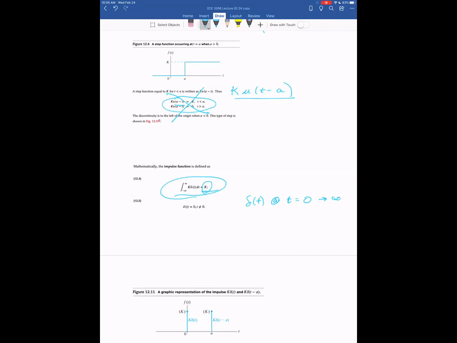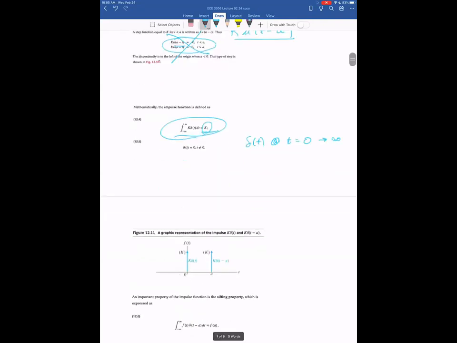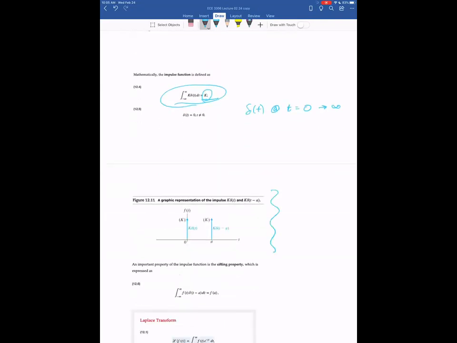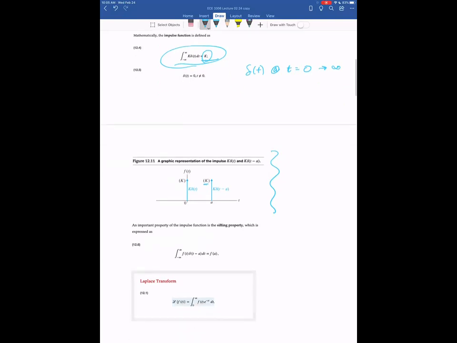So it represents the area under the curve, which can be relevant in certain aspects of EE, especially like in sampling. Also, the graphical representation of the impulse function looks like this with an arrow. The height is represented by this amplitude k. But once again, remembering that technically, since the impulse function has 0 width and an area of 1 or k if it's multiplied by k, then the height technically would have to be infinity, because 0 times infinity is equal to 1.